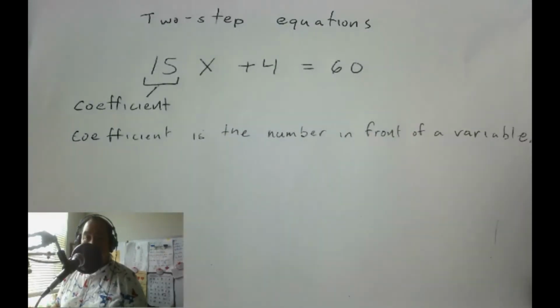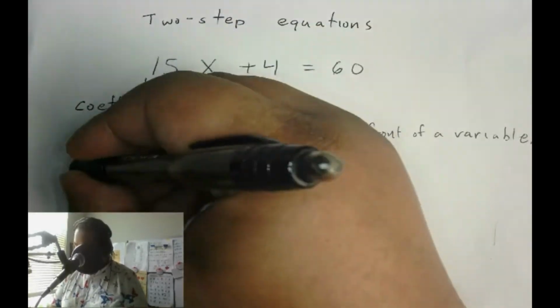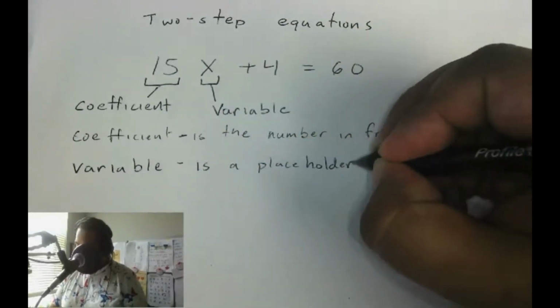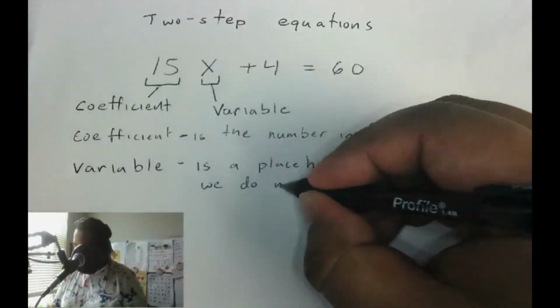Now, a variable is a placeholder for a number. We don't know what it is yet, it's just a placeholder. Oftentimes we use letters to represent it, such as X, Y, or Z, or any other letter that we can have in our equations.